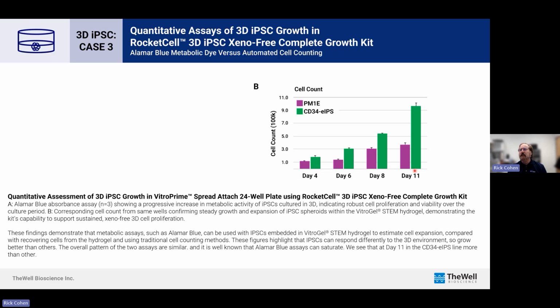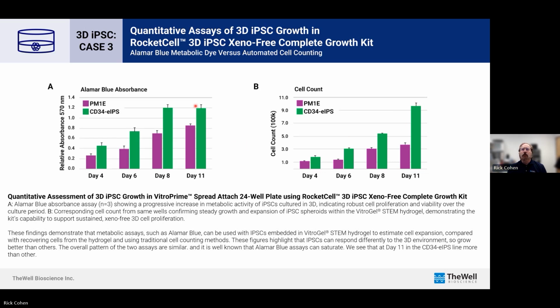So we tried to exhaust the system and see how far we can go and how much we could get the cells to divide. So this is about 10-fold after about 11 days. When we compare that to the Alamar Blue absorbance, the pattern is very similar around day 8. What we think we're seeing here around day 11, at least with the green line, is some type of saturation.